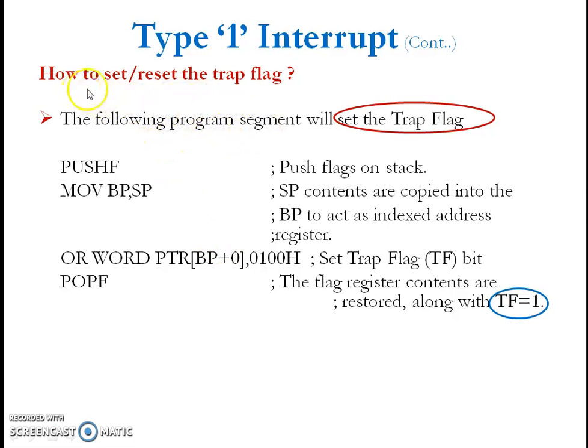Here is how to set and reset the trap flag. The program segment will give you the setting of the trap flag: PUSHF, MOV BP, SP, OR operation with the contents of the address where BP points and with 0100. And POPF, so that the flag register contents are restored.